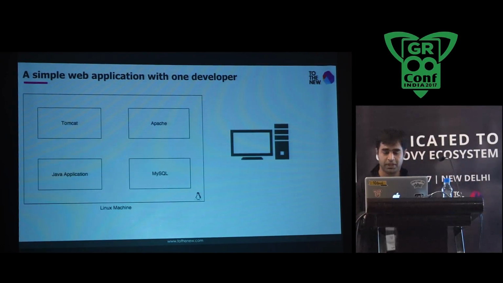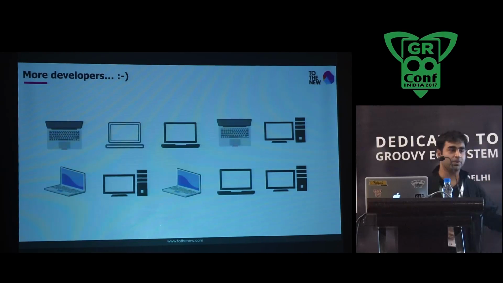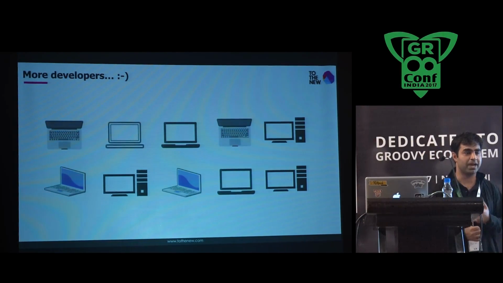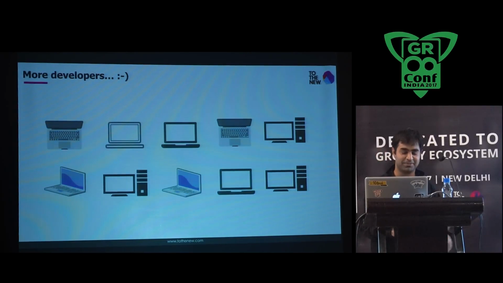So far, so good. But what if there are so many developers now? You have a UI team, you have a DevOps team, you have some UX team, and everybody has a different machine, right? Somebody is using Mac, somebody is using Linux, somebody is using Windows. Yeah, I really hate Windows, by the way.